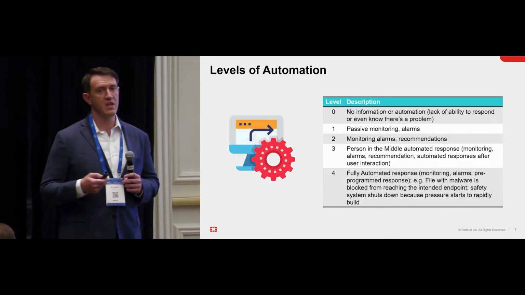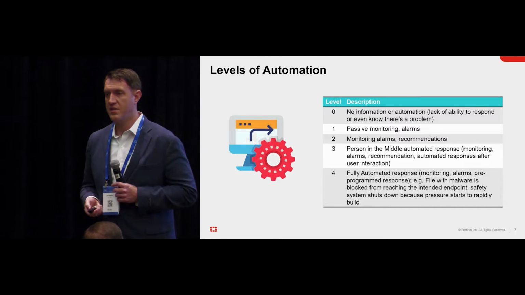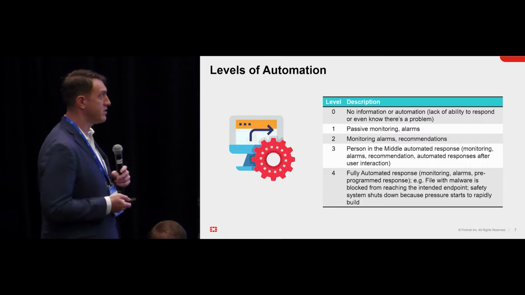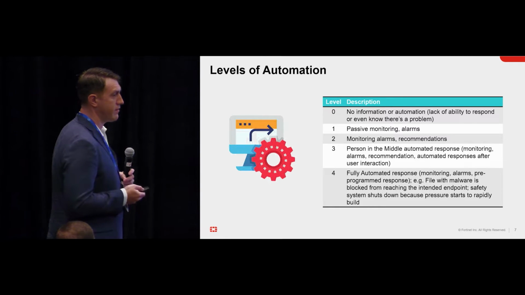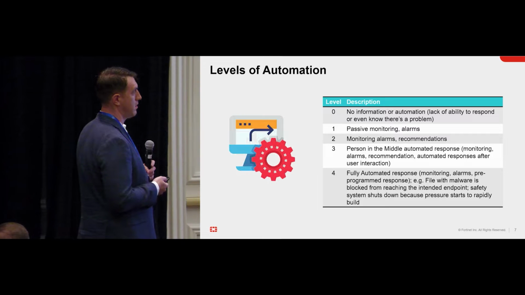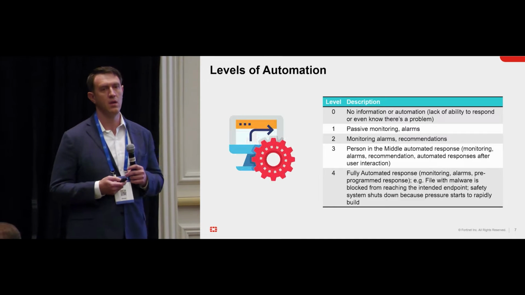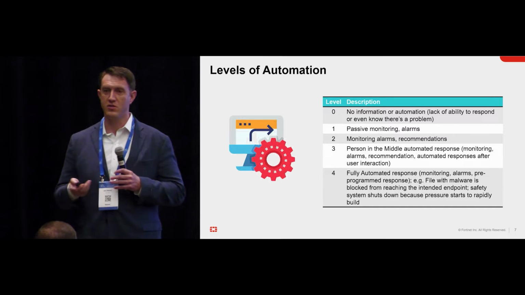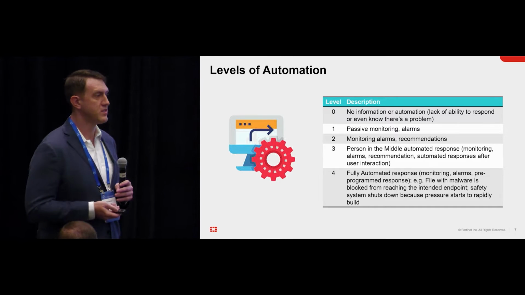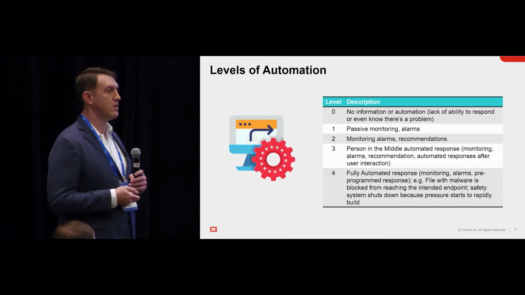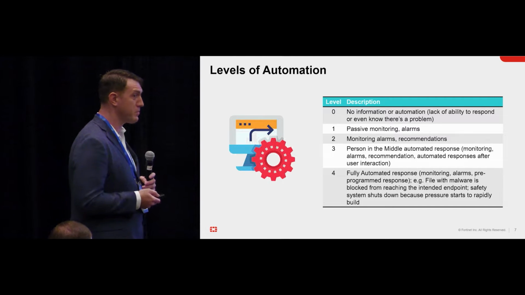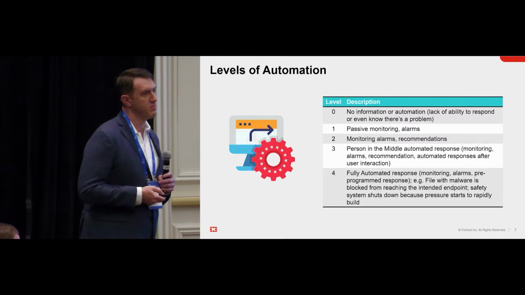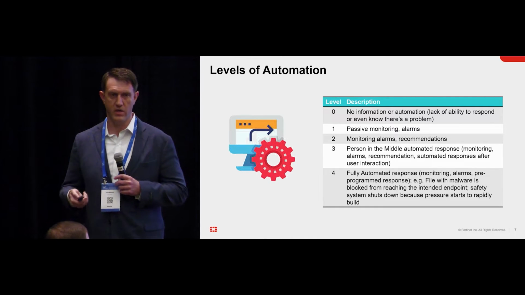And so what are some of the levels of automation? I think, maybe not in this room because we're all at a security conference, but a lot of our customers are coming to us at level 0, right? They have no information, no automation. That's your typical flat network. You're not seeing what's going on, and you wouldn't be able to do something about it if you did get attacked. And so then we move on to passive monitoring, which is the alarms, right?